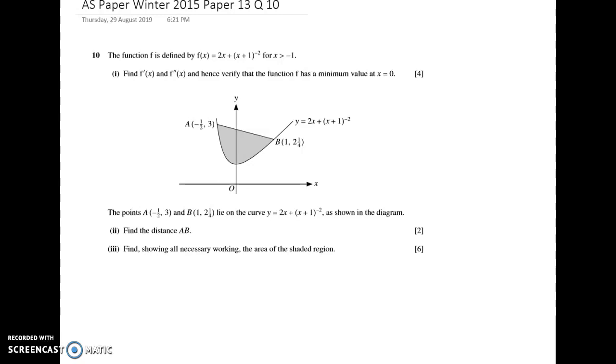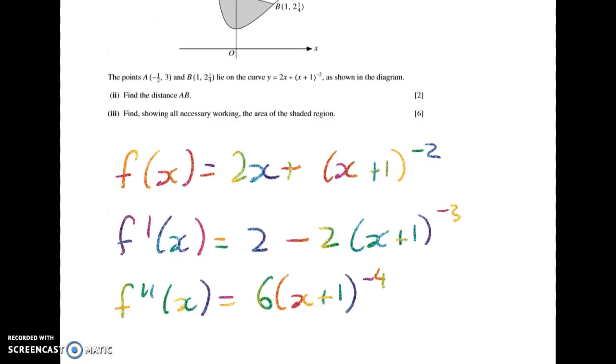So let's get going on the differentiation. I'm going to pause the video and do that without talking, because that should be pretty straightforward. Okay, so there we go. We've got the first derivative and the second derivative. Leave me a comment if you've got trouble with those, anyone watching from the AS class.